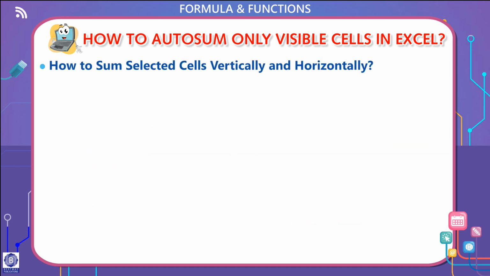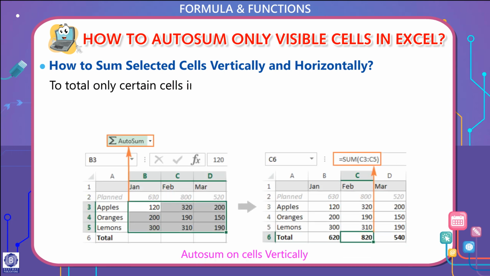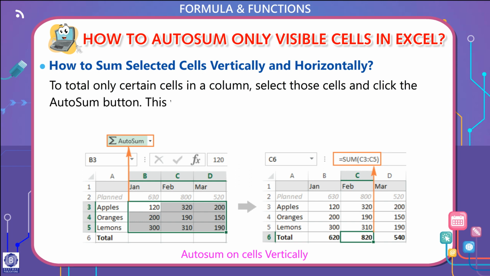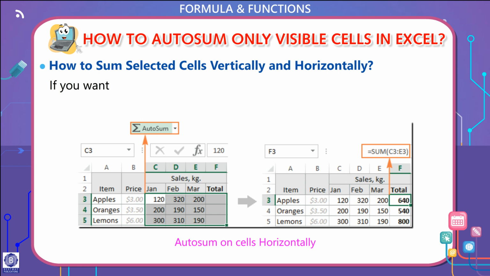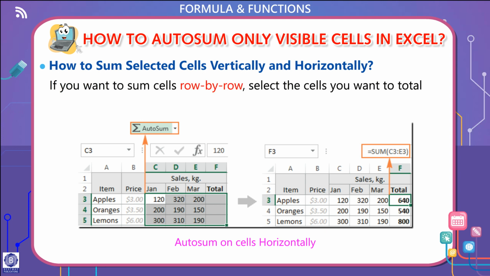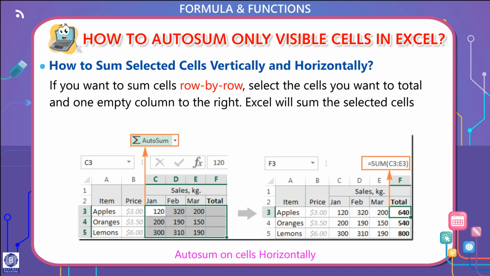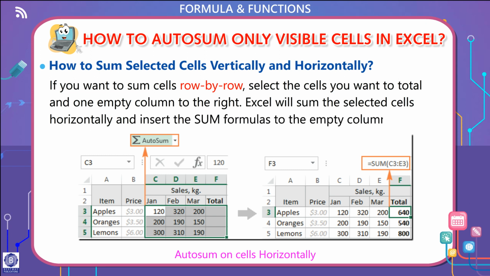How to sum selected cells vertically and horizontally. To total only certain cells in a column, select those cells and click the AutoSum button. This will total the selected cells vertically, column by column, and place the sum formulas below the selection. If you want to sum cells row by row, select the cells you want to total and one empty column to the right. Excel will sum the selected cells horizontally and insert the sum formulas to the empty column included in the selection.